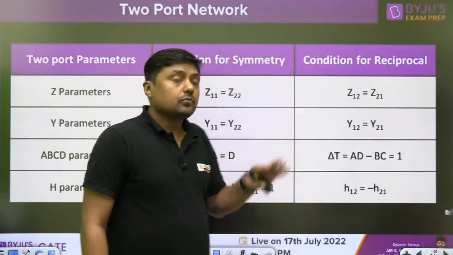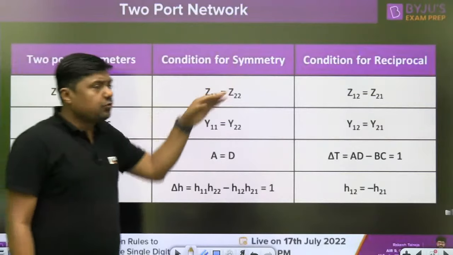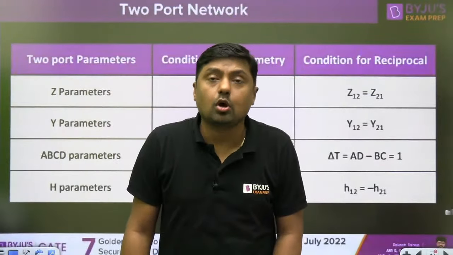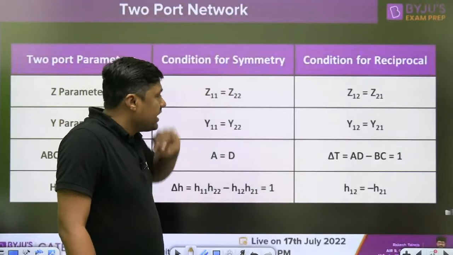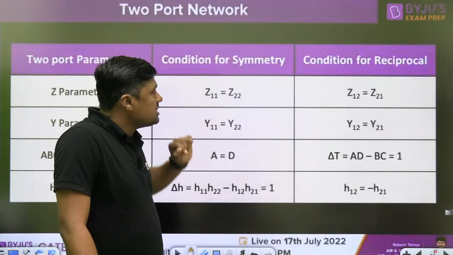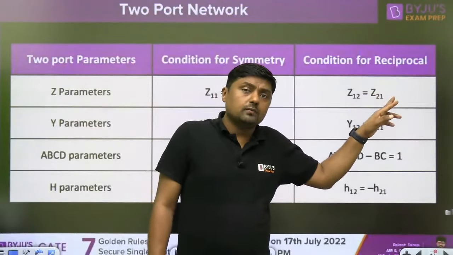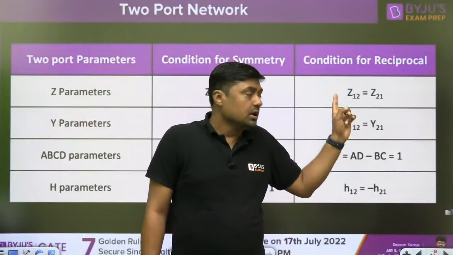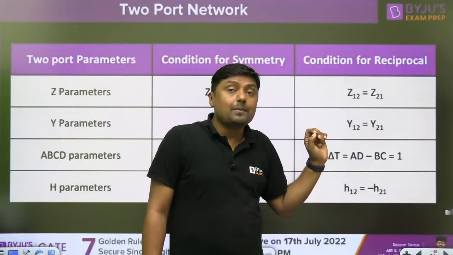Is it clear? Then this is what Z parameters. For example, for a two-port network, this is the condition for symmetry: that particular network is electrically symmetrical or not. Then we can say Z11 is equal to Z22, that is, the network is electrically symmetrical. And Z12 is equal to Z21, then the particular network is reciprocal. Directly you are going to get this question. Z12 is equal to Z21. Y12 is equal to Y21 for Y parameter.